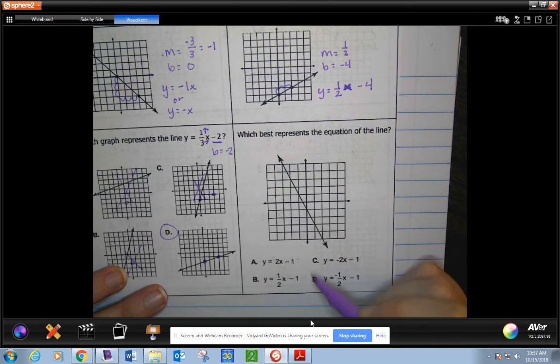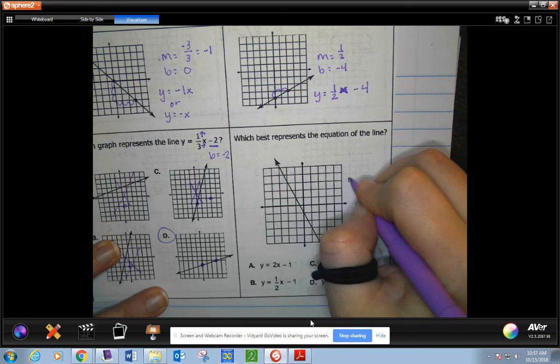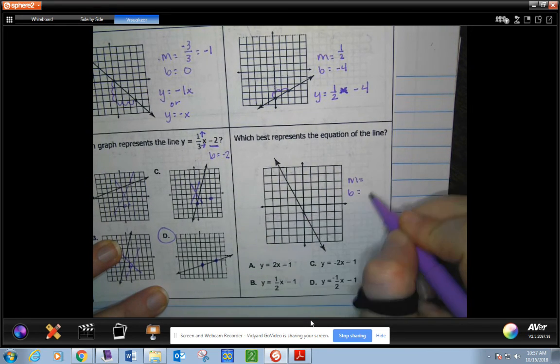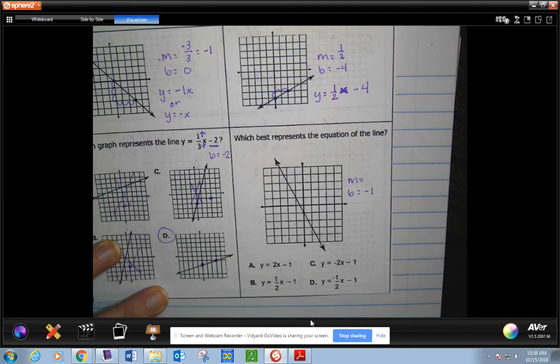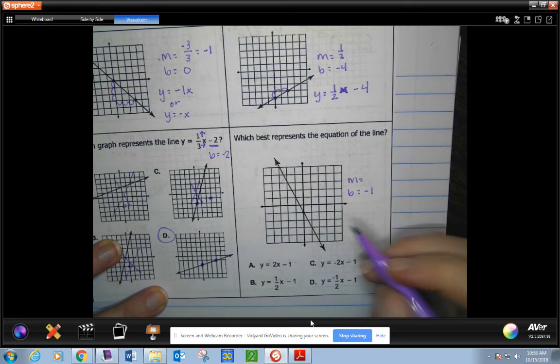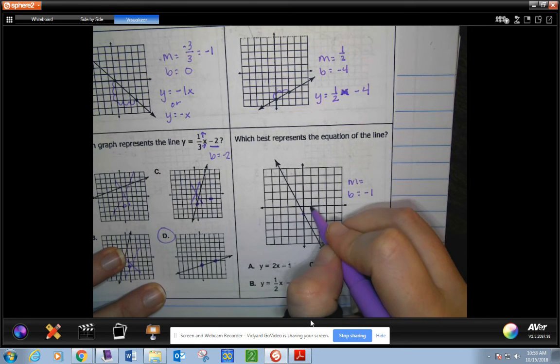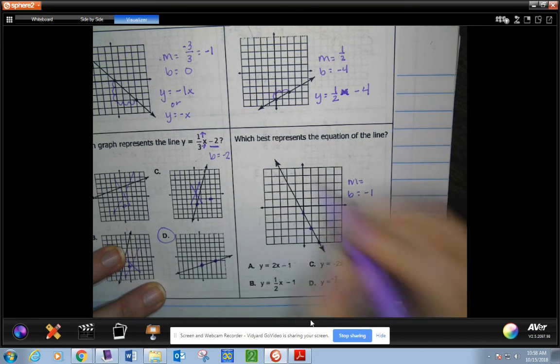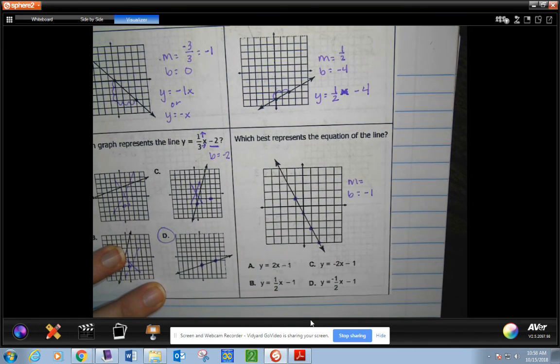Okay, for the next one, they gave you a line and they want you to find the equation that matches. So this is just like what we were doing. M equals and b equals. Start with your y-intercept. It's crossing down here at -1. And now, if you notice, they didn't give you any points, so you just have to find another point. When you're finding a point, it has to cross perfectly through these little crosshairs. So that would be a point, that would be a point, that would be a point. You can pick any point you want.